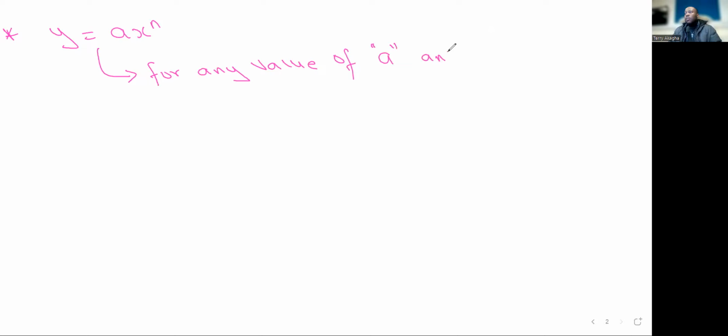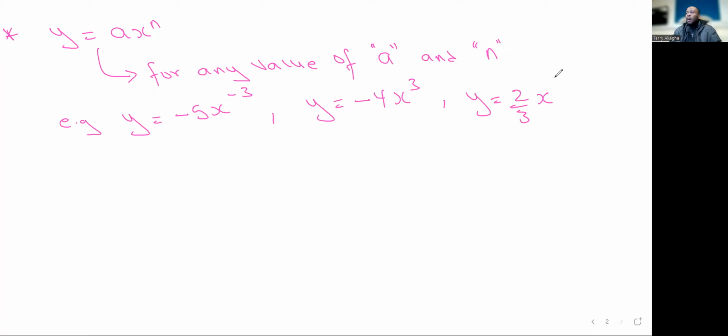That means we're trying to differentiate this where a could be positive, a could be negative, n could be positive, n could be negative. So for instance, you might be given y is equal to minus 5x raised to the power minus 3 and told to differentiate this, or y is equal to minus 4x raised to the power 3, or even y is equal to 2 over 3 x raised to the power 5. So how do you go about it? Because in this case, we're having the index and as well we're having a constant. How do you do this?